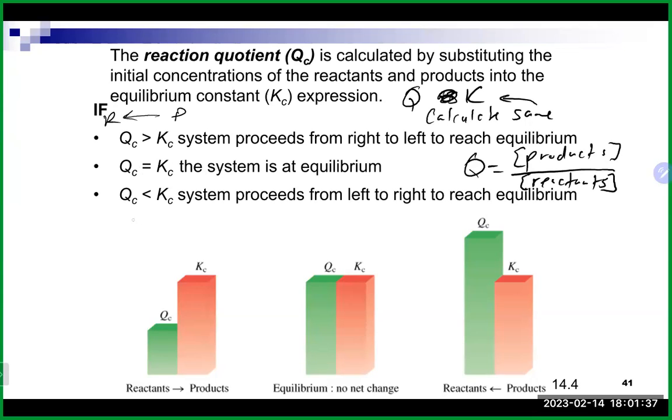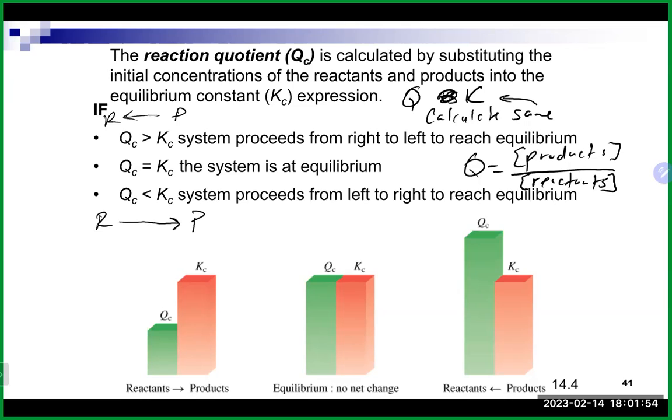And if you calculate Q and it's less than the Kc, you actually need to make more products in that case. Again, basically opposite of where it points. The only way that you could calculate Q is if you're given the information about everybody in the reaction, because there's no other way to do it.